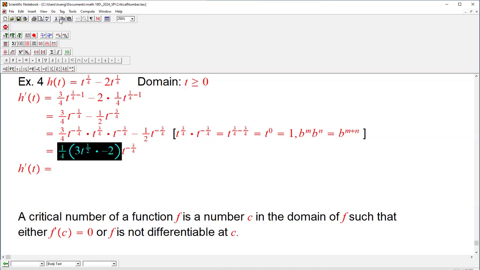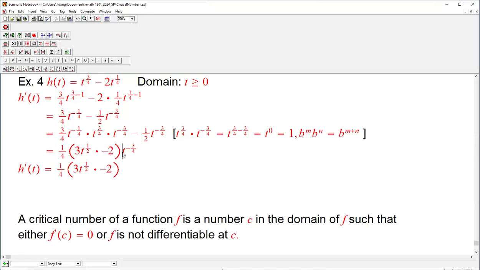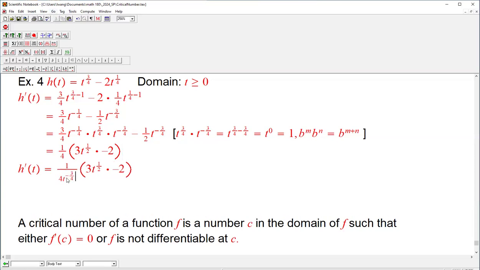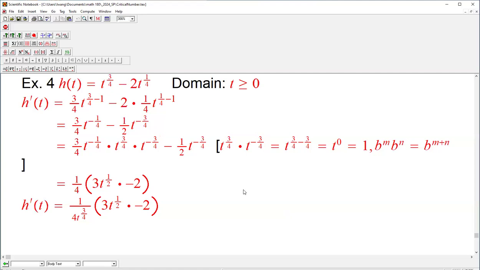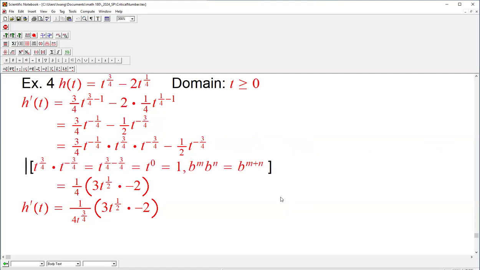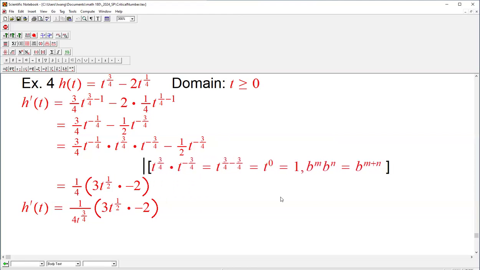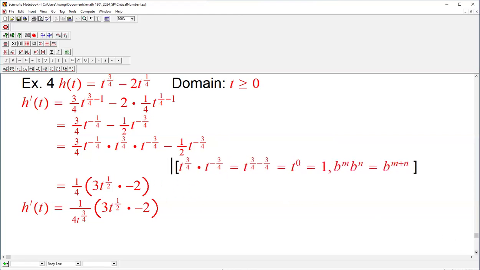We get 1/4, so this part we can just keep there. But we have a t raised to the power negative 3/4. If we want to write a positive exponent, we have to put it in the denominator so it becomes a positive exponent. Okay, this is better looking, right? So far, so good.